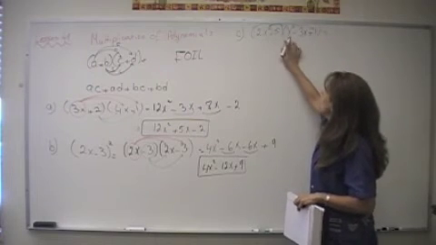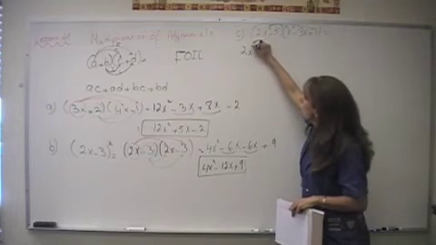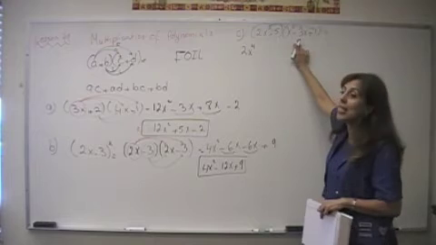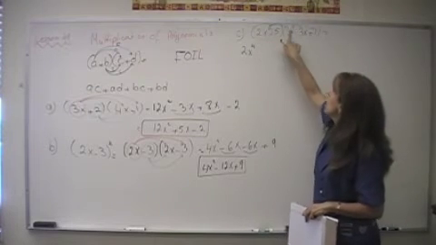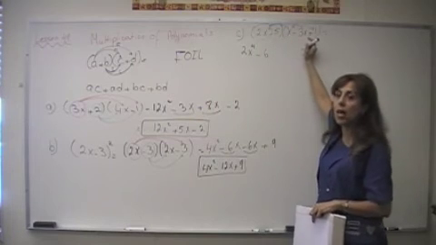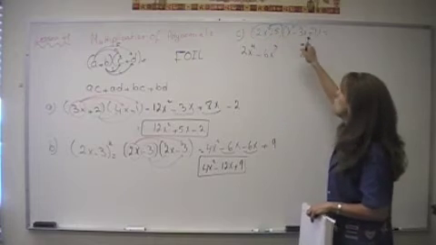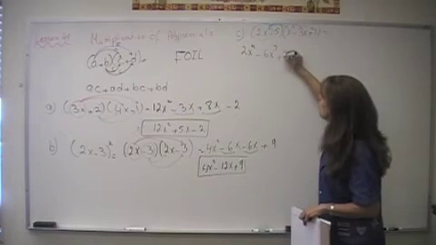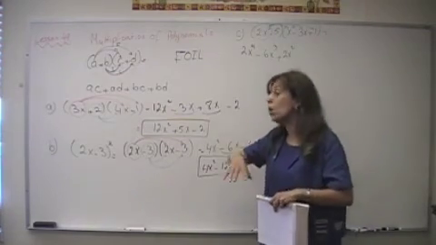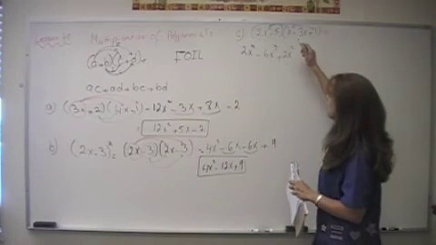2x squared times x squared is 2x to the power of 4. We add the powers, 2 plus 2. 2x squared times negative 3x: 2 times negative 3 is negative 6, x squared times x is x cubed. 2x squared times 1 is just 2x squared. So I multiply the first term by all the terms in the second parenthesis. So I have 3 terms already.